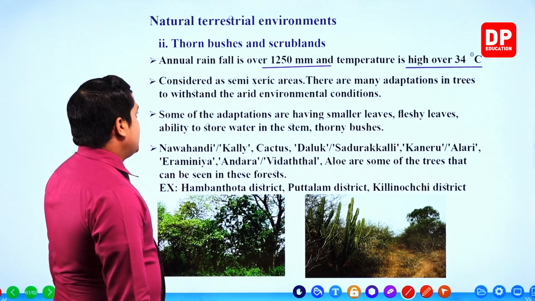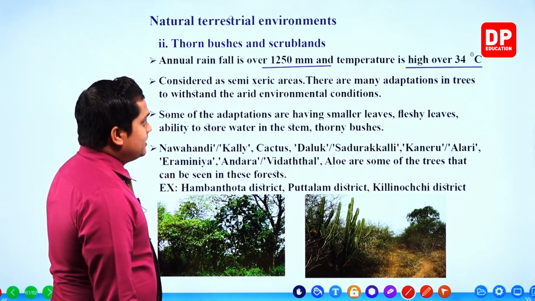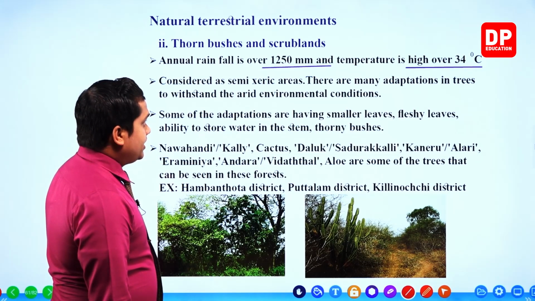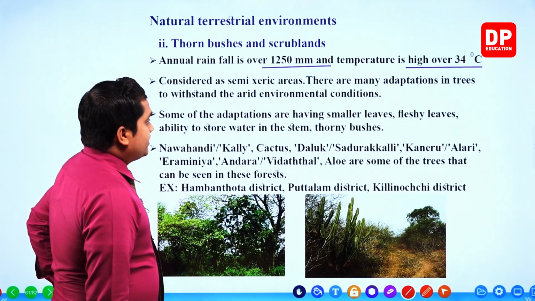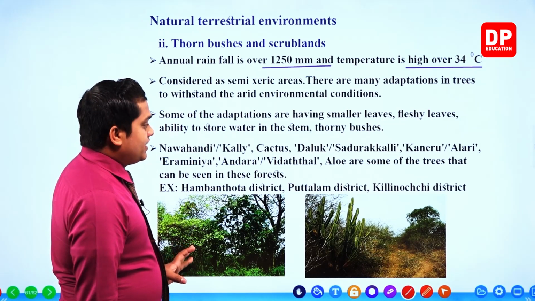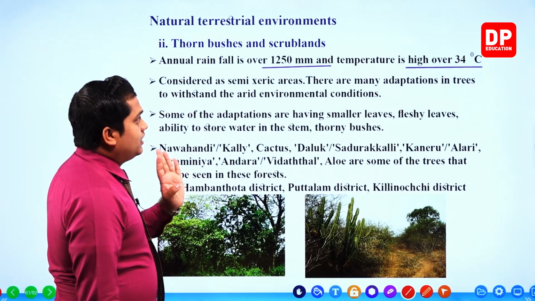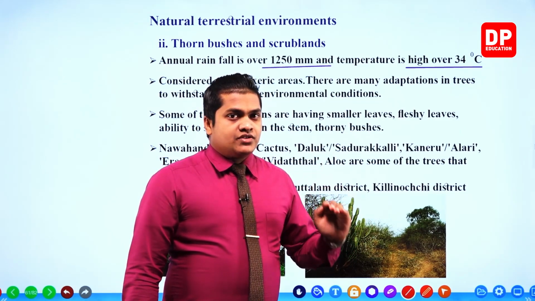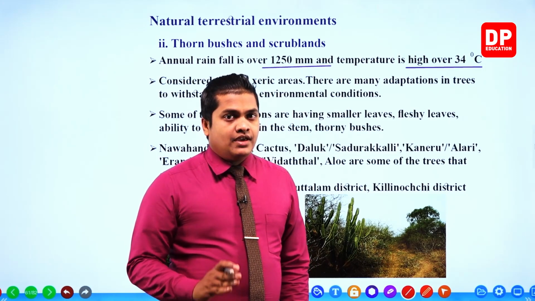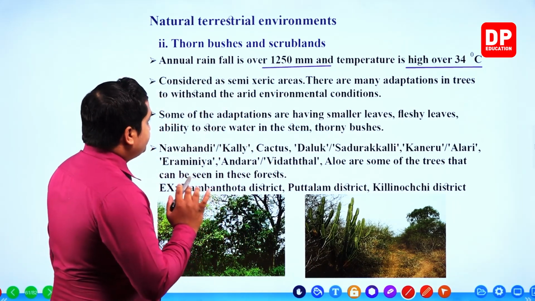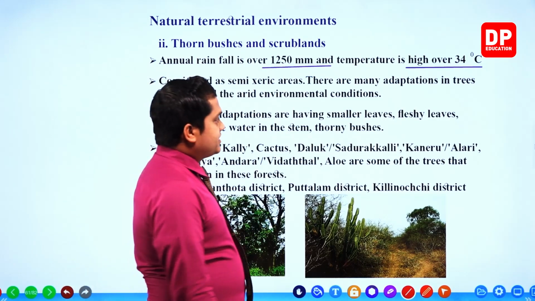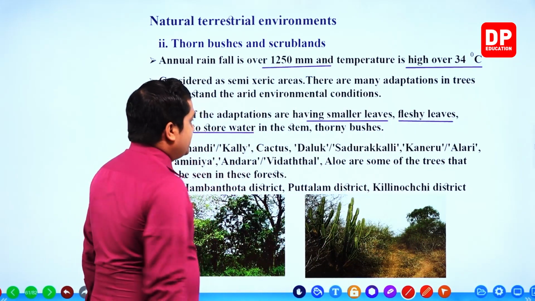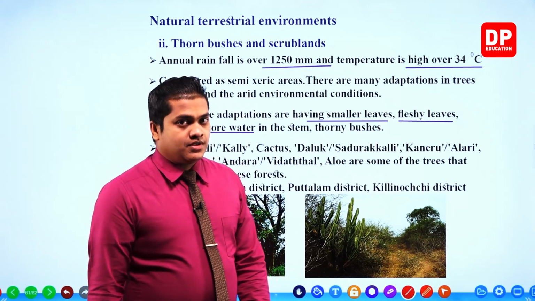Then the next one, considered as semi-arid areas, there are many adaptations in trees to withstand the arid environmental conditions. So the plants available in these areas have different kinds of adaptations in order to withstand the heavy temperature, right? Some of the adaptations are having smaller leaves, fleshy leaves, ability to store water in the stem, and thorny bushes, right?